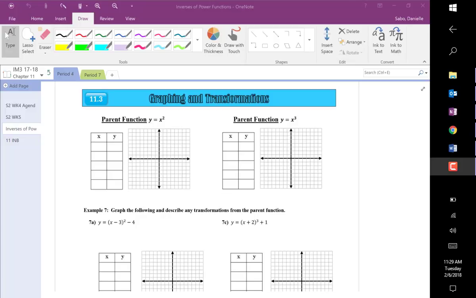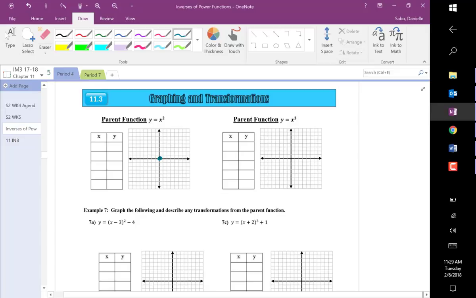Okay, so flip open your pink packet. We know that x squared looks like a u. I want you just to be able to identify that x squared is going to be a u. So that vertex point is right here at 0, 1.